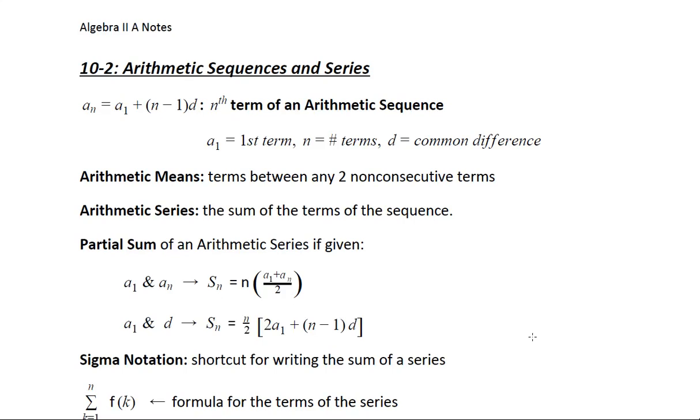Welcome back. We are going to work on 10-2 today. I'm going to break up the video into two pieces. So you're going to do the first half of the notes through example 3, and then we're going to try the first 5 problems in the homework.